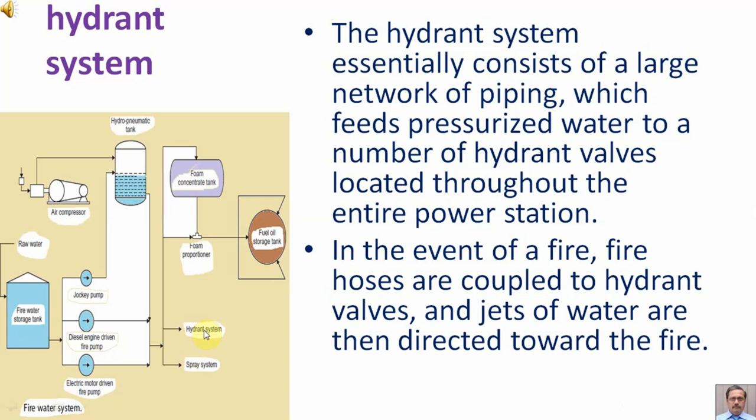Hydrant system. The hydrant system essentially consists of a large network of piping which feeds pressurized water to a number of hydrant valves located throughout the entire power station. In the event of a fire, fire hoses are coupled to hydrant valves and jets of water are then directed towards the fire.